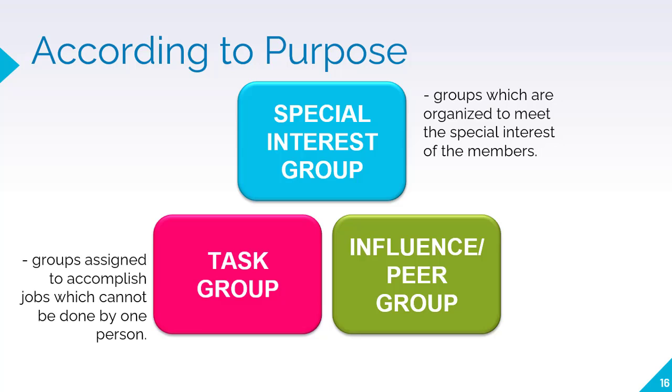Task group. Groups assigned to accomplish jobs which cannot be done by one person. Influence or peer group. Groups organized to support or influence social actions. For example, in some universities, student peer counselors are organized in order to help freshmen and other college students with their problems. The counselors are made up of students who are willing to help their fellow students.